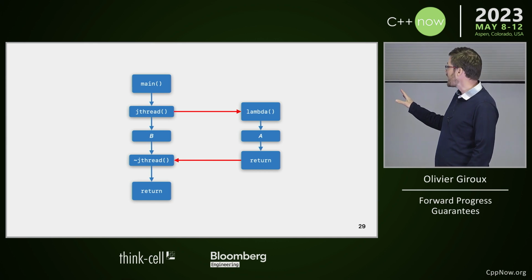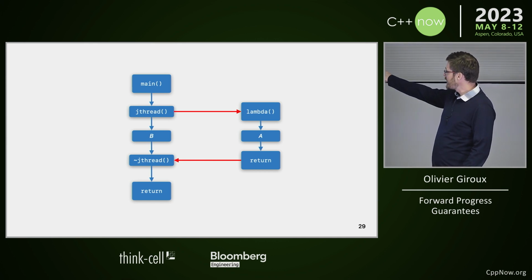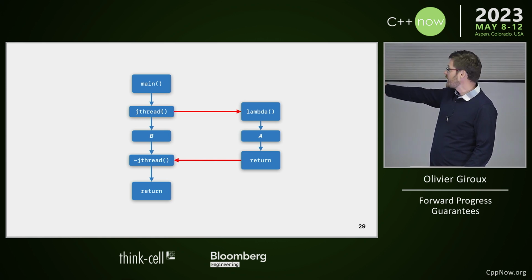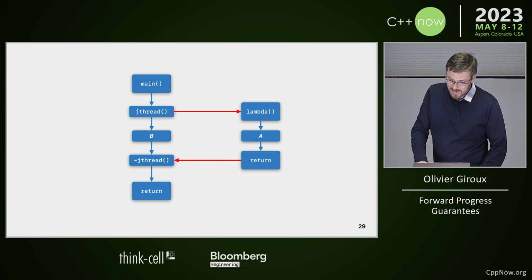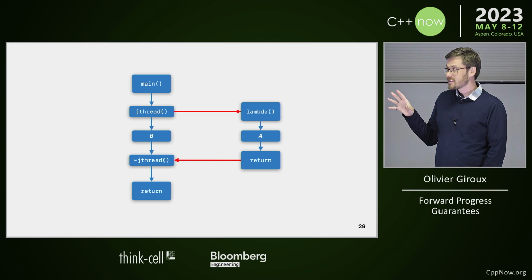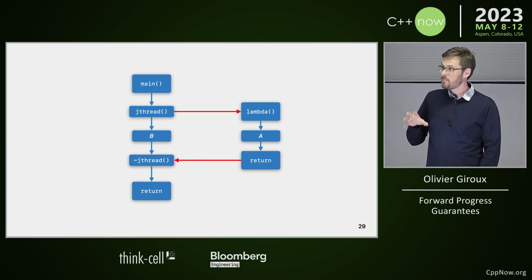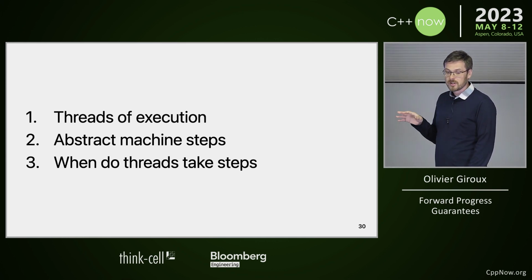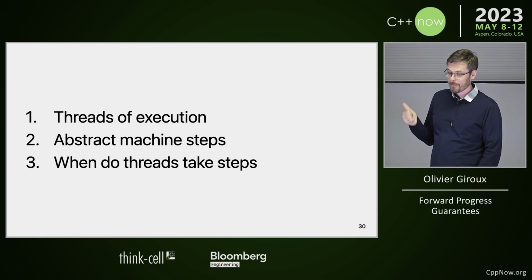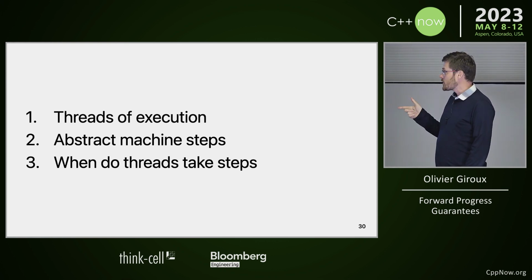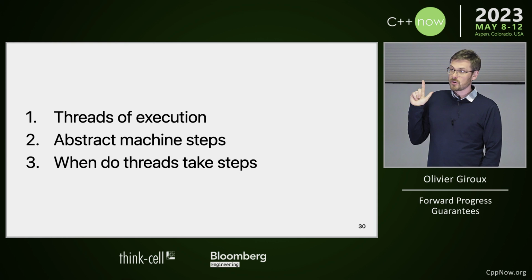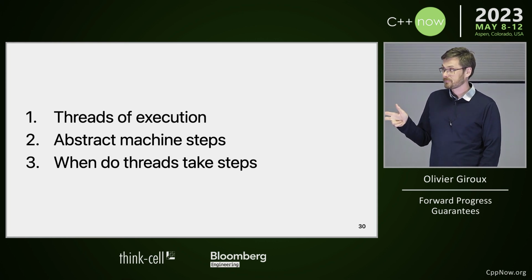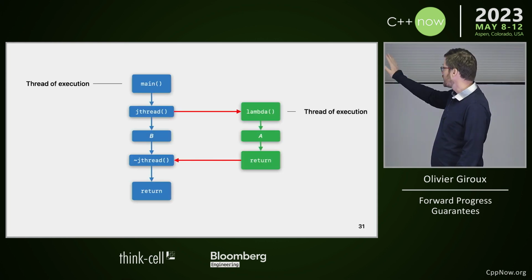Okay, so now here's the corrected graph. We've got a synchronizes with edge going from the JThread constructor to the invocation of the lambda. We have a synchronizes with edge from the return of the lambda to the JThread destructor. And now we're going to annotate this up with our formal definitions that build up to the concurrent progress guarantee. So we're going to need 3 definitions. We're going to need to know about threads of execution, the abstract machine steps, and when threads take steps.